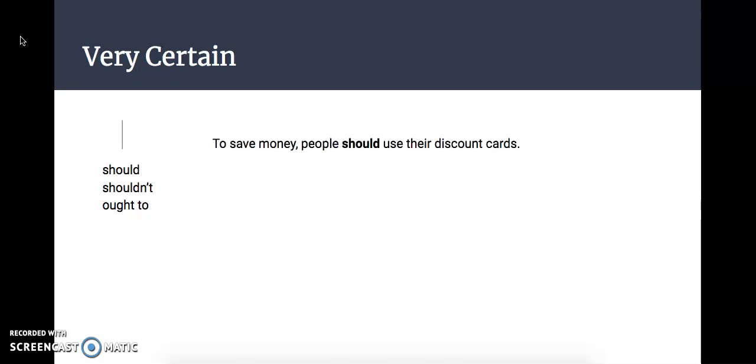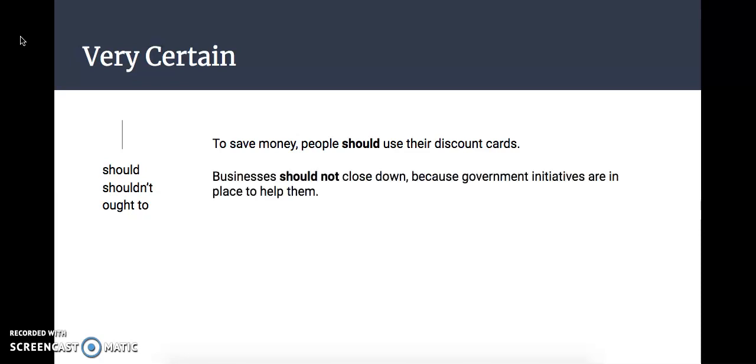Okay, so one step below absolute certainty is when you're very certain about something. And as we showed before, here are the modal verbs that are used if you're very certain about something. Let's have a look at this example. To save money, people should use their discount cards. So in this sentence, it's stressing the fact that it's very likely that you could save money if you use your discount card.